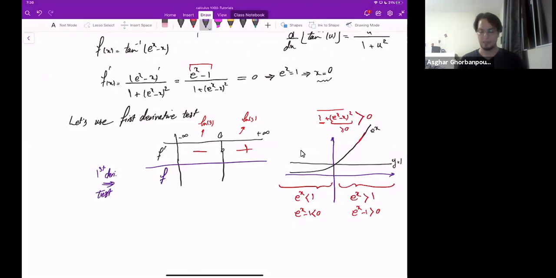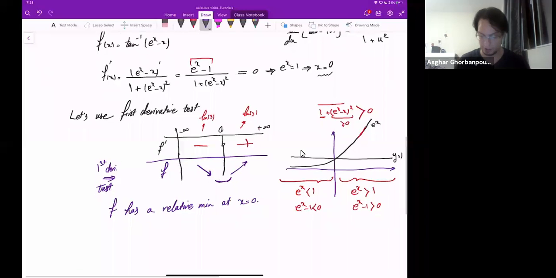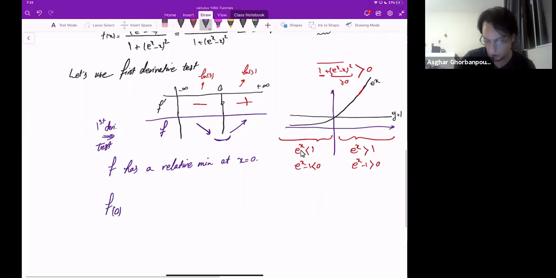The last part I am adding just to show you what that means. This is decreasing, this is increasing, and as you can see, f has a relative min at x equals 0. So that is where the relative min occurs. But what is the relative min value of the function? So f at 0 is a relative min value of f. And what is that?